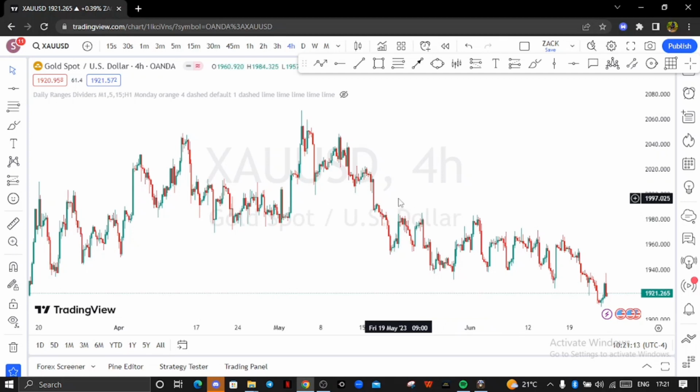XAUUSD. Alright, guys. So I wanna apologize first because there's a road just nearby my window, so there'll be vehicle sounds because vehicles are passing by.